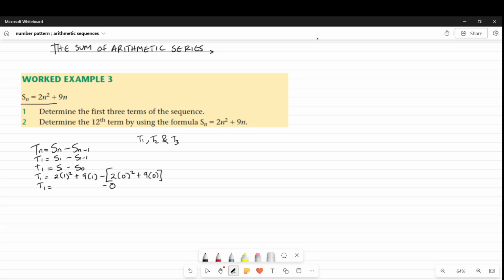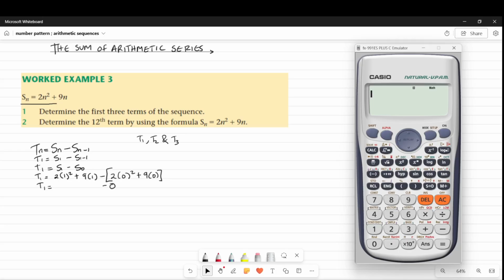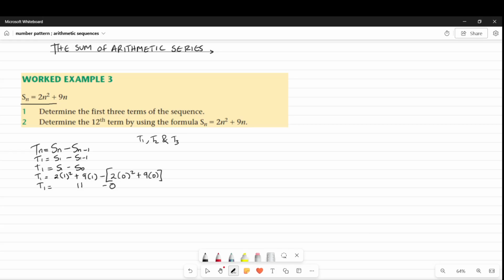Now let's solve this side. You pick up a calculator: 2(1) squared plus 9(1), and that is going to give us 11. So 11 minus 0, T1 will be equal to 11 as our final answer. Now we're looking for T2.